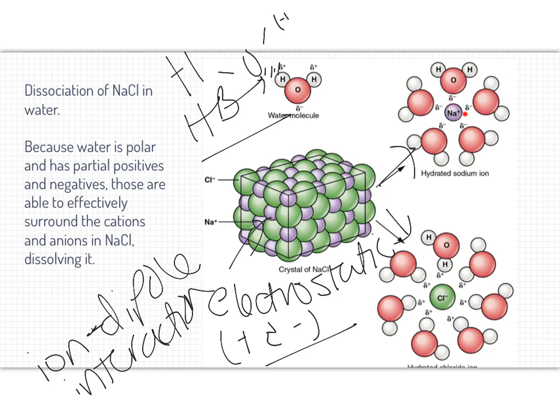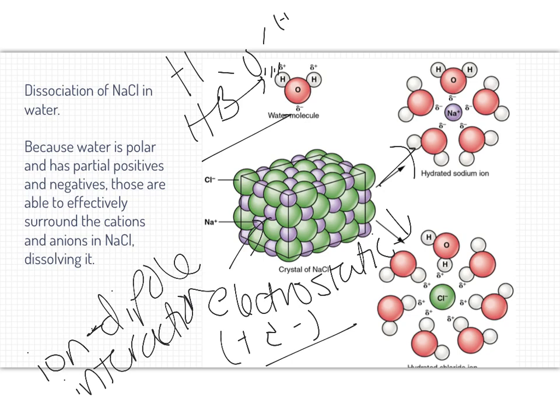That's because a positive and a negative are attracted, whether it's a full positive and a partial negative or full positive, full negative, whatever it is. Same thing happens with chlorine, except because chlorine is negative, it will be surrounded by the partial positives of water, which are the hydrogens. So again, the interaction between these two is called the ion dipole.